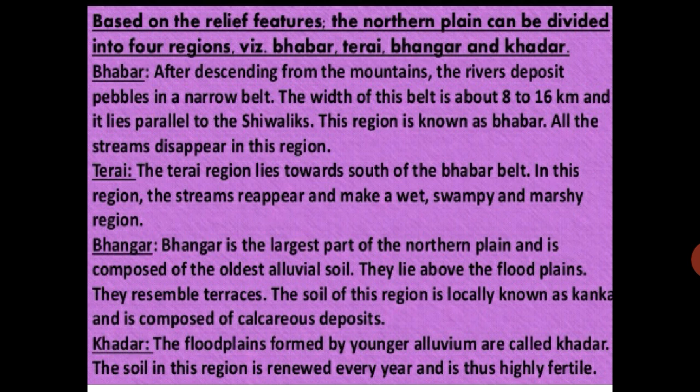Terai. The Terai region lies towards the south of the Bhabar belt. First, near the foothills, the Bhabar region is there. After the Bhabar region, coming to the south side is the Terai. In this region, the streams reappear and make a wet, swampy and marshy region. There you can again see the river. The streams are there, and that made a wet, swampy and marshy region.